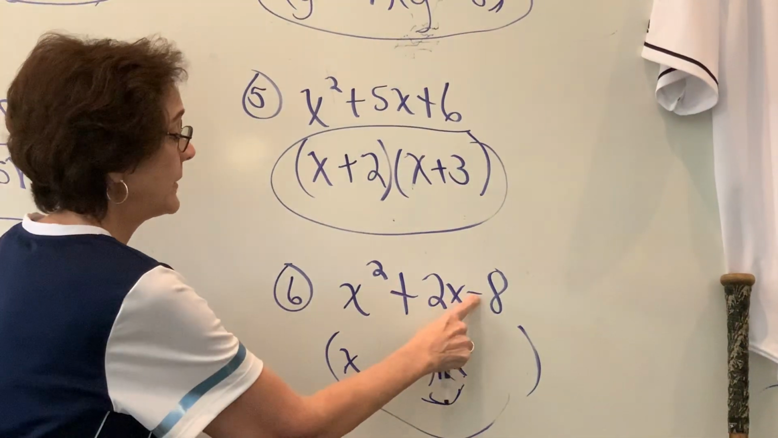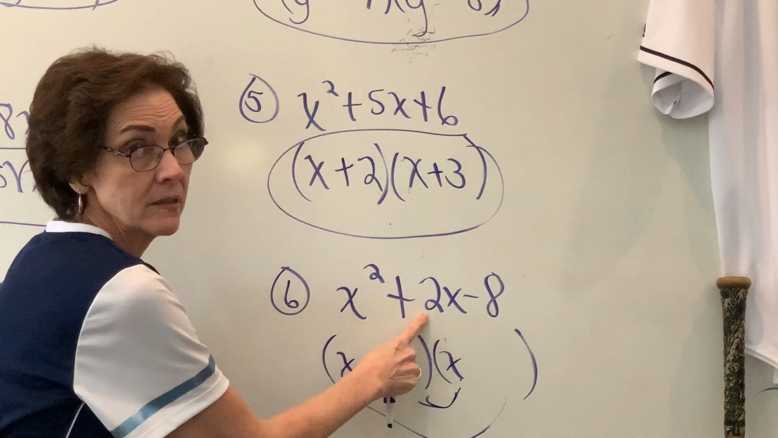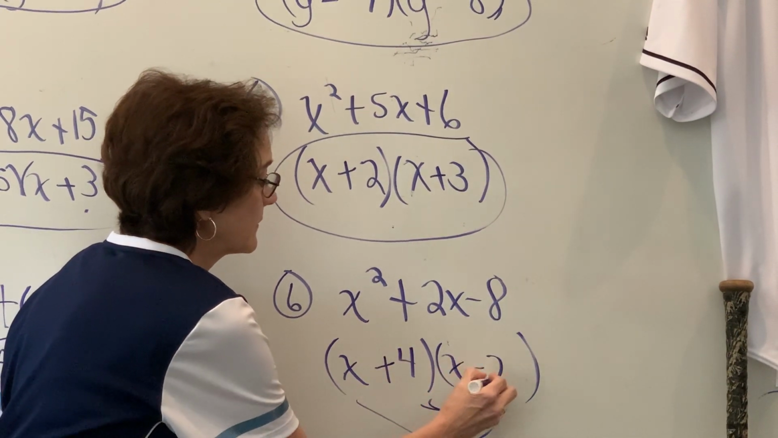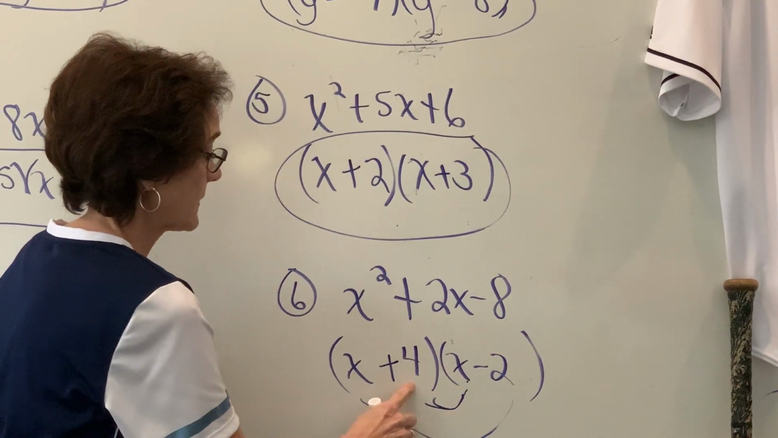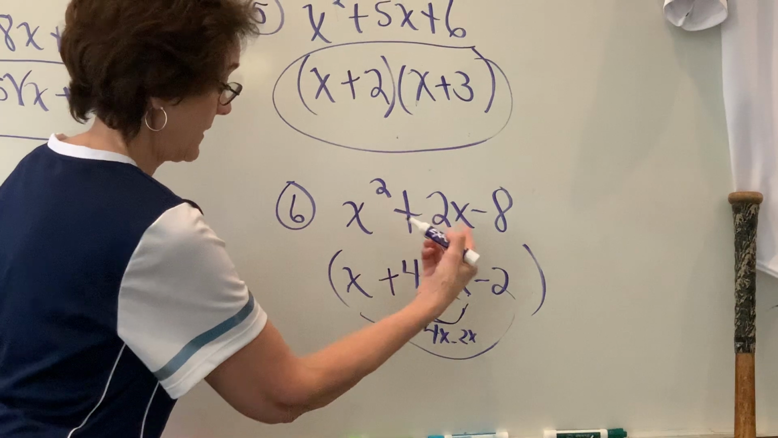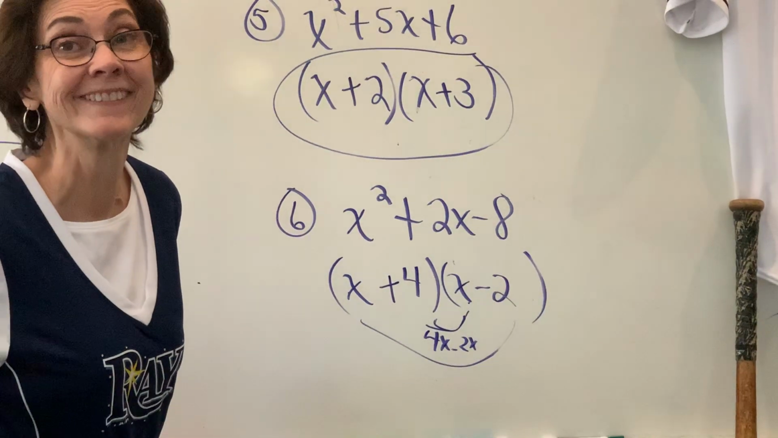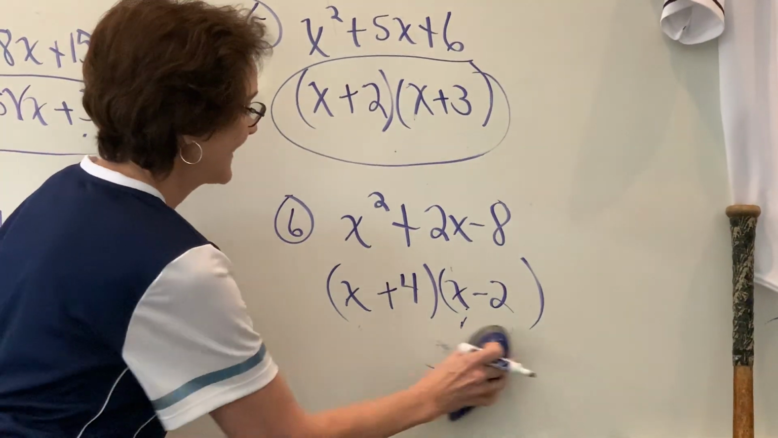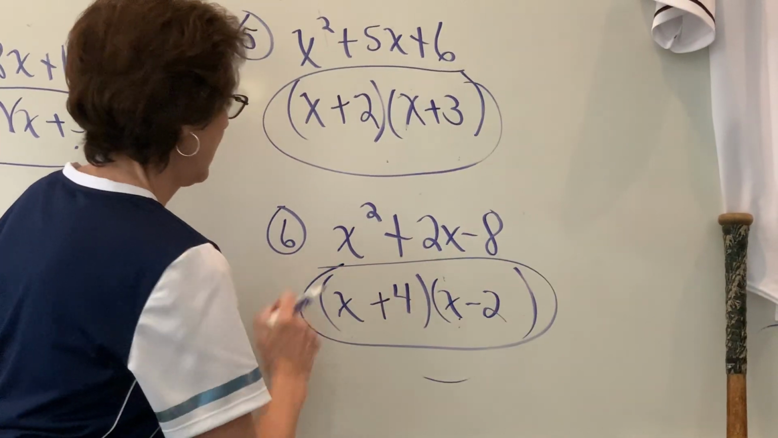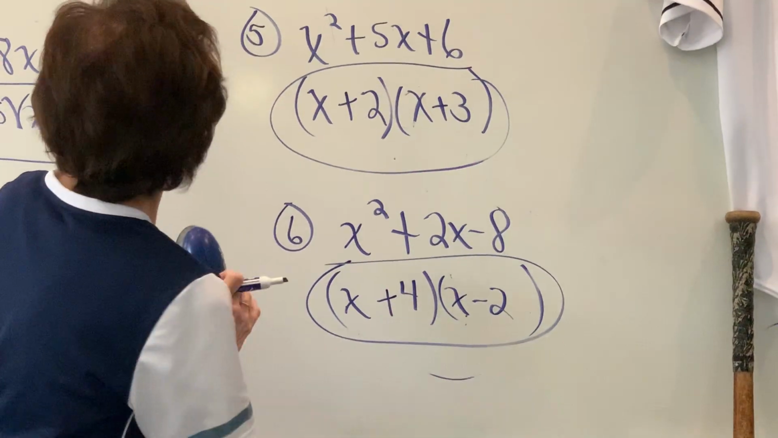Because you've got to multiply to be negative, but add to be positive. So that means the bigger number needs to be positive. So that's 4x minus 2x. That would be enough. Sure enough, that would work. That would be 2x. So we did it. Okay, so that's Roman numeral number 1.